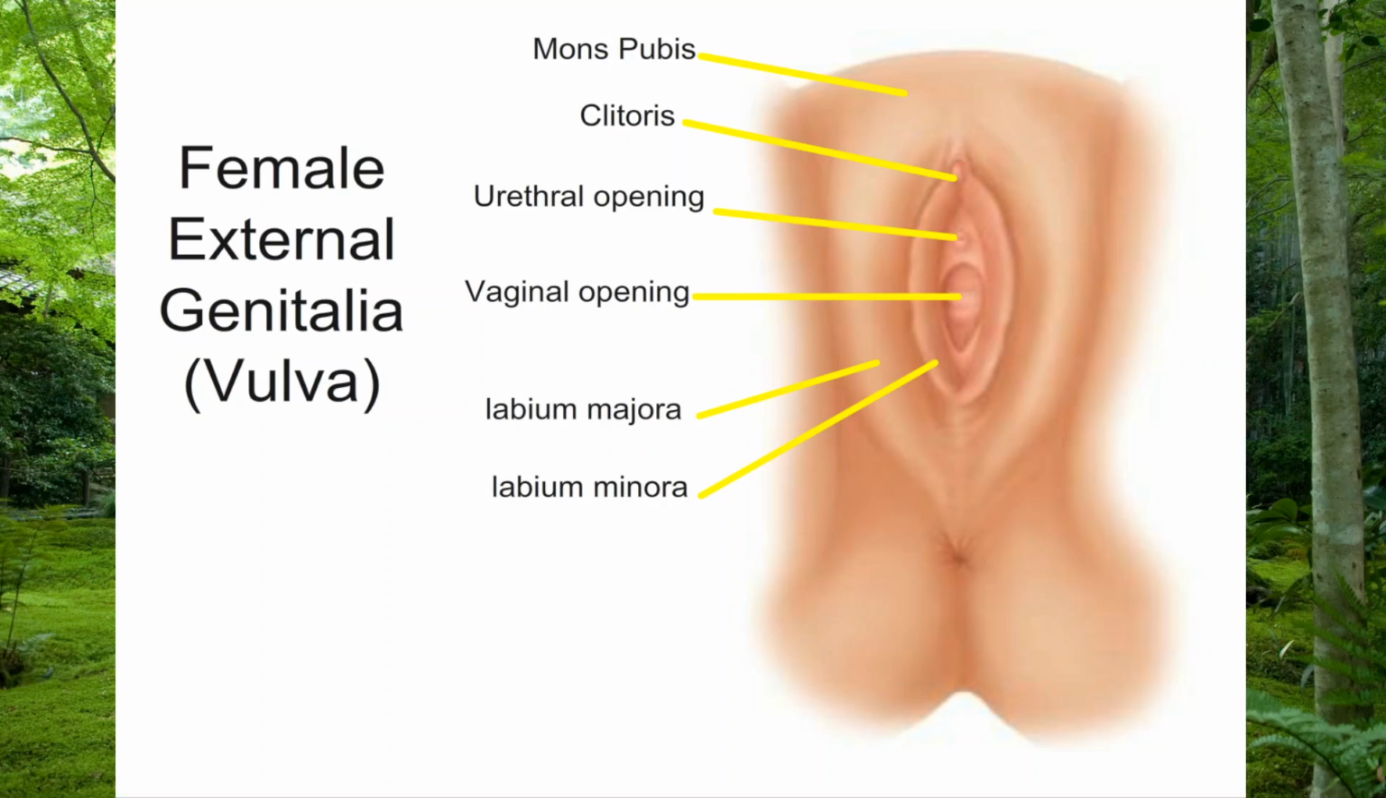Now the next two structures are not technically part of the vulva, but we're going to talk about them anyway because they're very close to the vulva. And the first of these is the perineum. The perineum is basically the diamond-shaped patch of skin between the anus and the vagina. And of course, last but not least, we have the anus.